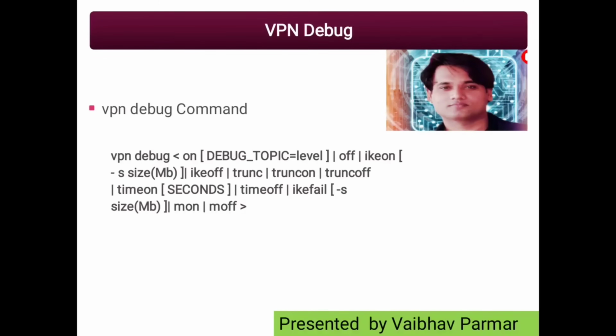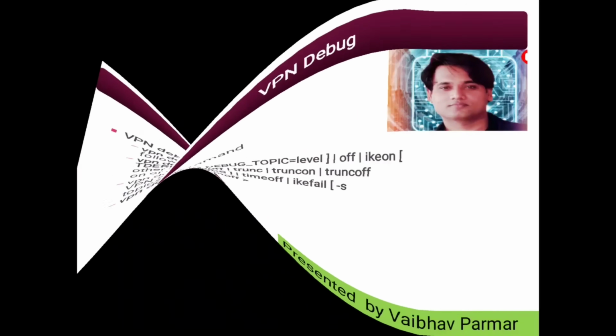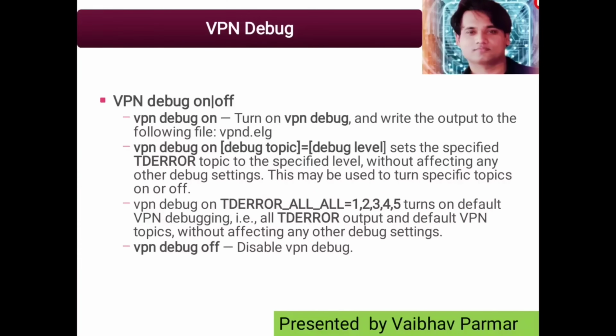You can find details of a specific option for the vpn debug command if you use that -help option. As you can see on the screen, this is the actual syntax, and going forward we'll be discussing this command more. Let's see the vpn debug command. So vpn debug on or off.